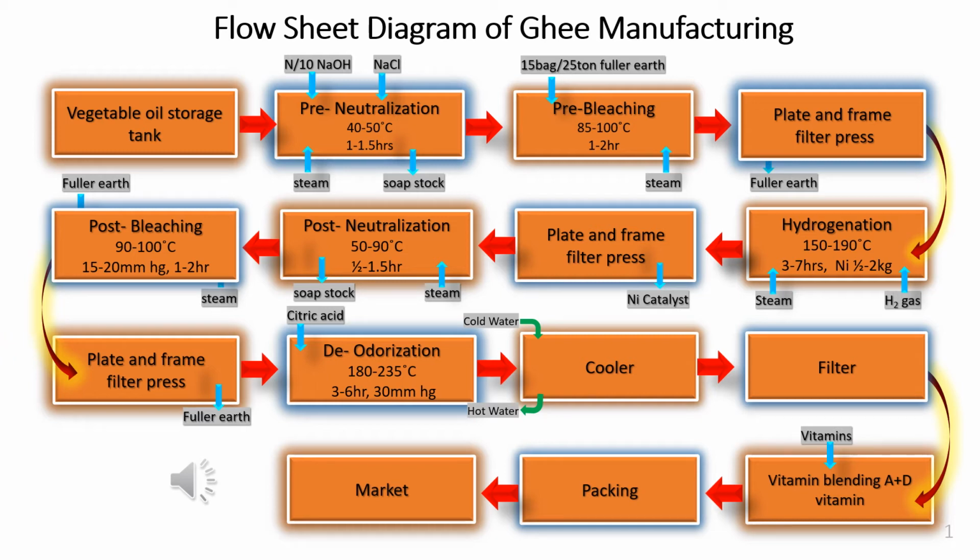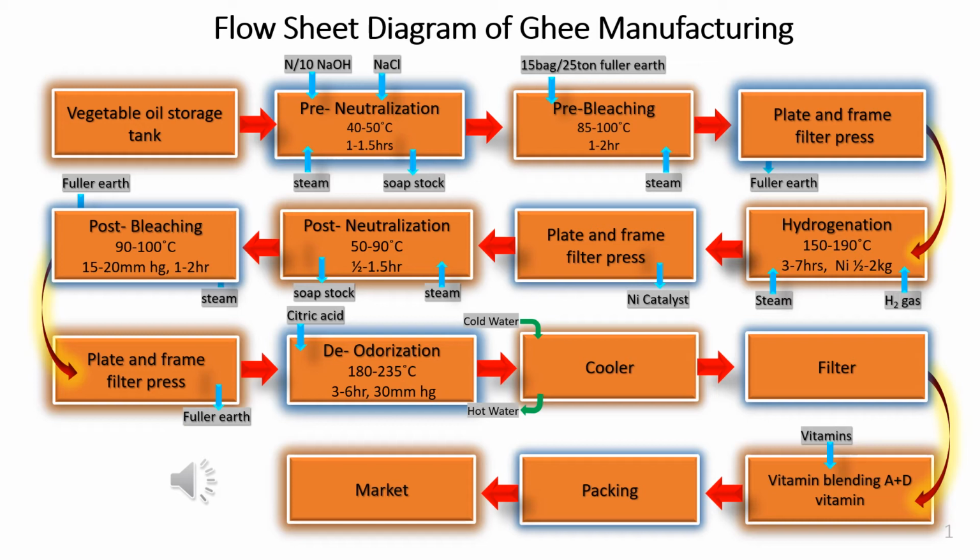Besides temperature, nickel catalyst and hydrogen gas, we provide steam in this section. And hydrogenation is a very important and main step in the manufacturing of ghee. After hydrogenation, our oil goes towards the plate and frame filter press.